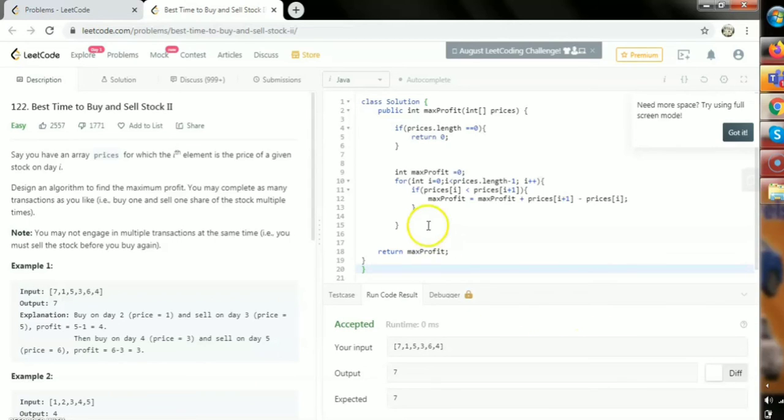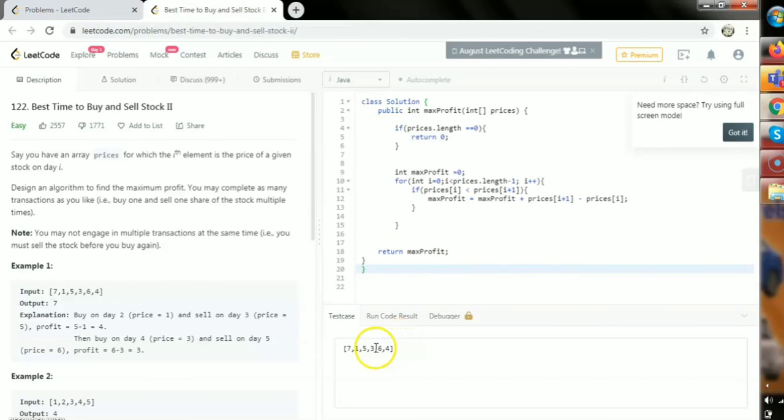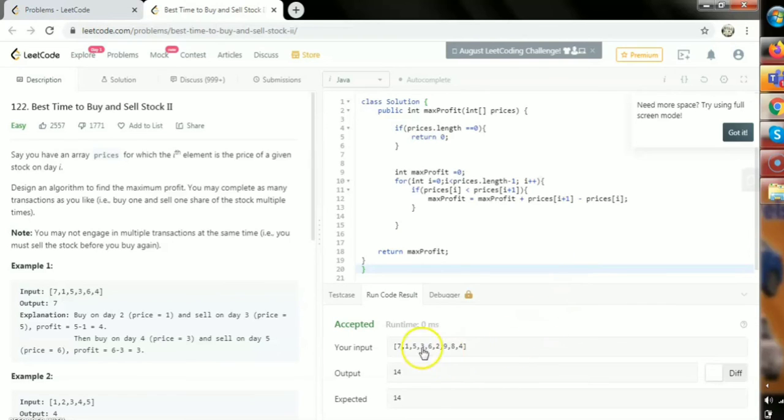Okay, this is done. You guys can change the test case from here. First of all, you can see the result: input is this, the output is 7, and I expect 7 as well. You can change this value from here, like 2, 9, 4, 8, 4. Run the code. You can see the result here: the output is 14, expected is 14. So that is a quite simple solution for this problem.